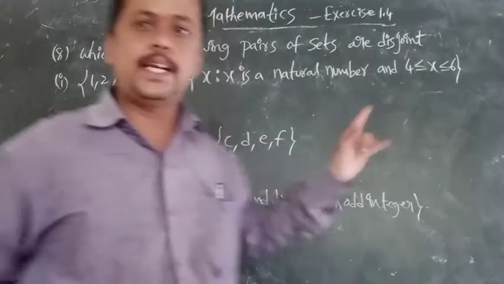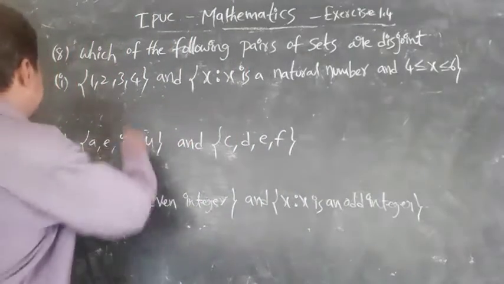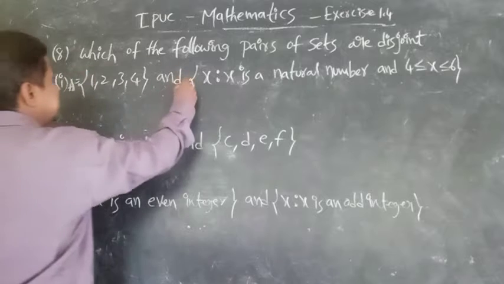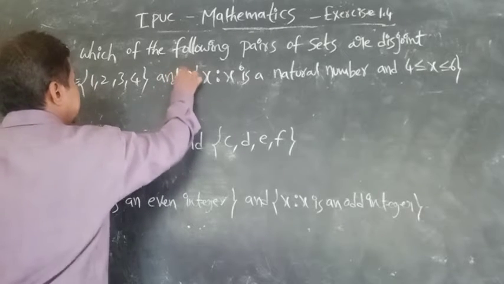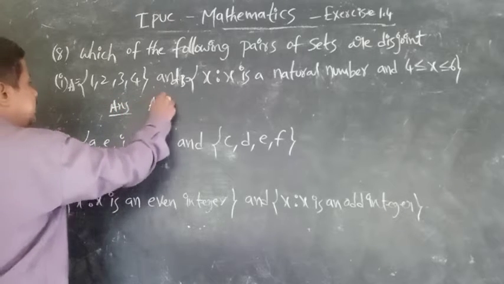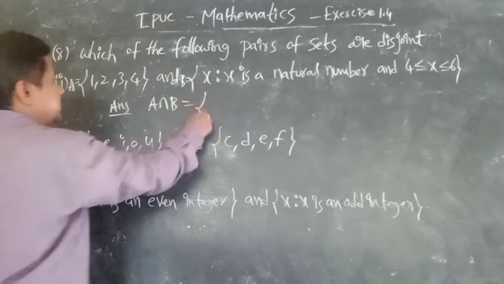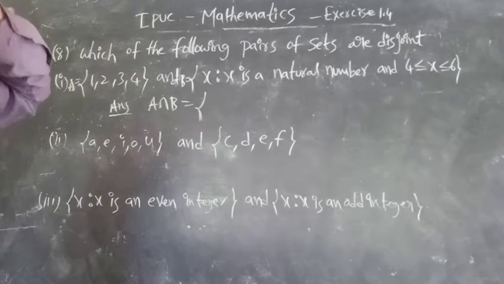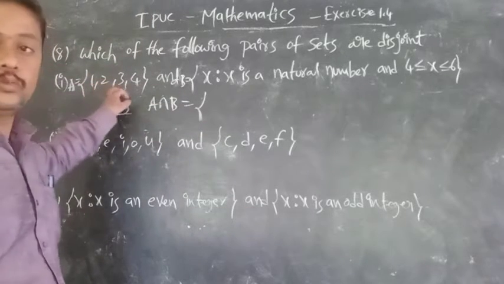So calculate A intersection B. Let us consider this first one as A and this one as B. A intersection B is equal to what? Calculate it. Here, 1, 2, 3, 4 is given.